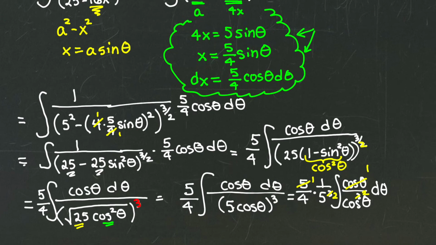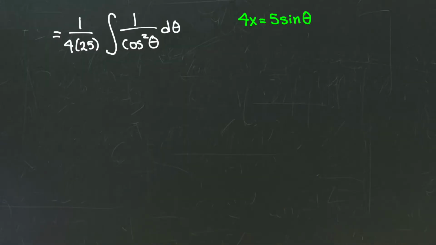Well, let me turn the page now on this one. What does that give us? So let's see if you're getting the same thing I am. So we've reduced it down, and I get, as a coefficient in front, 1/4 times 25. And then that's times the integral of 1 over cosine squared theta d theta.